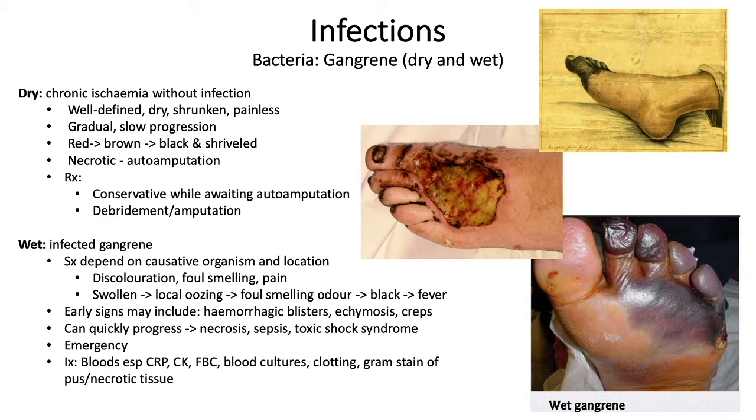It quickly progresses and can lead to necrosis, sepsis, and toxic shock syndrome. This is where toxins from the bacteria are absorbed systemically. Wet gangrene is an emergency and needs to be treated fairly quickly. There are a range of investigations that should be done. So bloods, including creatine kinase to monitor muscle damage, FBCs, blood cultures and local cultures should be done. There are a couple of important types of wet gangrene.